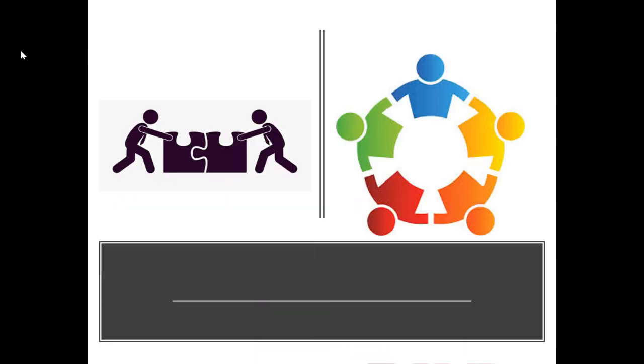Next group of pictures, what do you notice or see? I notice or I see. On the first picture, I notice two people are putting together a puzzle. Two puzzle pieces are going together. In the next picture, I notice a group of people together holding hands or in a circle. So, how are these pictures the same or similar? They both?